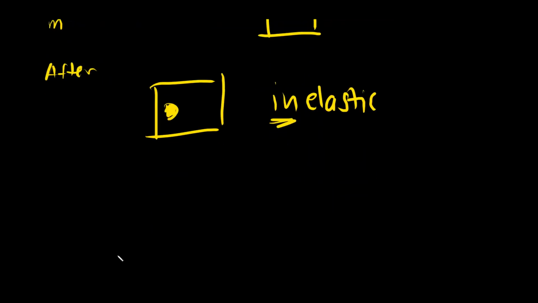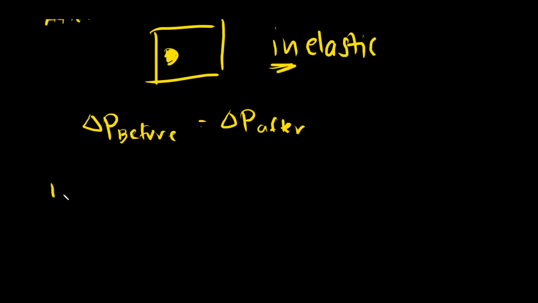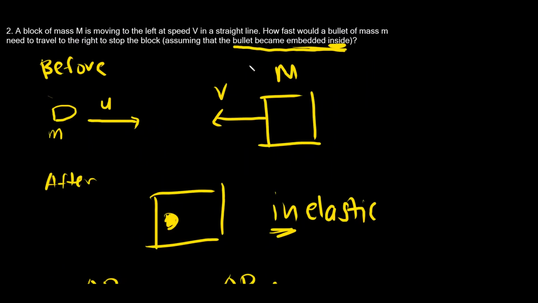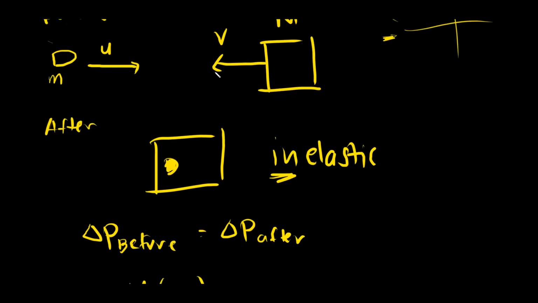Okay? So, applying the law of conservation of momentum, the total momentum before the impact is equal to the total momentum after the impact. So, you have mu plus capital M. Then, take note, negative v. This is because the block is moving to the left. Okay? Moving to the left. So, that is the negative x direction.